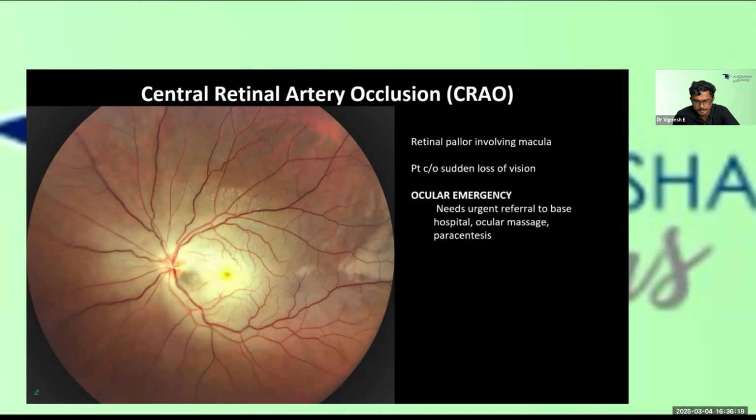The patient will not have any pain. They'll just tell that they're not seeing anything. So why do we want to send this patient to an ophthalmologist? So that the ophthalmologist can confirm the diagnosis of a central retinal artery occlusion, do an ocular massage, or if needed, a paracentesis to reduce the pressure in the eyeball.